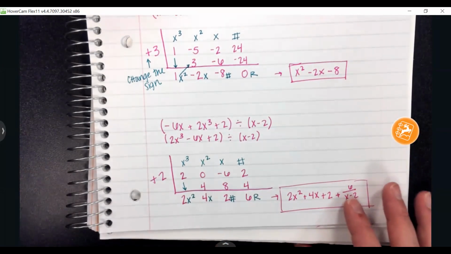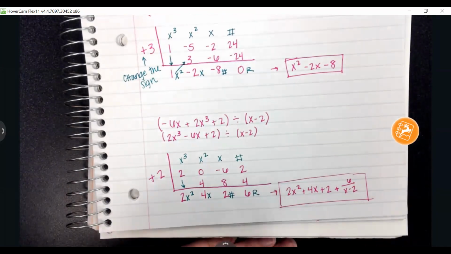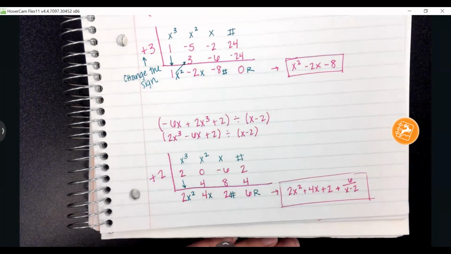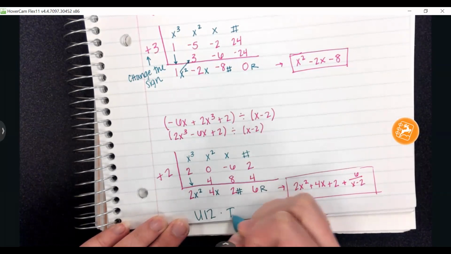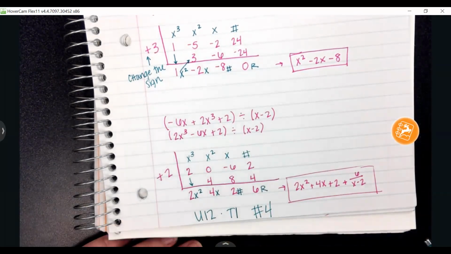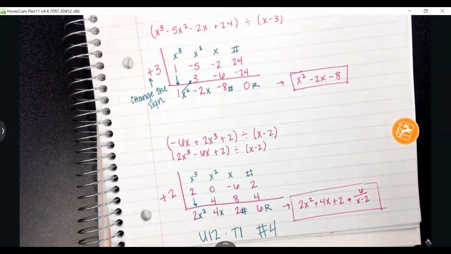All right, at your table is a worksheet of 20 problems. You should be able to finish 10 to 12 problems before the bell rings. This is plenty of time to master this. If you are at home, you are in Unit 12, Topic 1, Worksheet number 4. You also have homework this week, and you have now been taught everything that is on your homework.